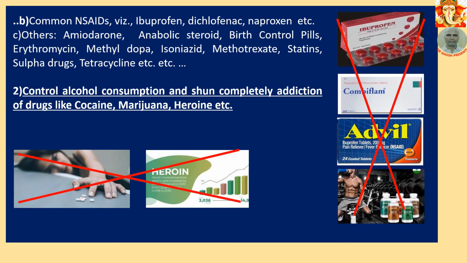Double star means continuation. B. Common NSAIDs, non-steroidal anti-inflammatory drugs, something which is also readily available over the counter: ibuprofen, diclofenac, naproxen, etc. This all causes damage to the liver. Others are amiodarone, anabolic steroids, birth control pills, erythromycin, methyldopa, isoniazid, methotrexate, statins, sulfa drugs, tetracycline, etc.